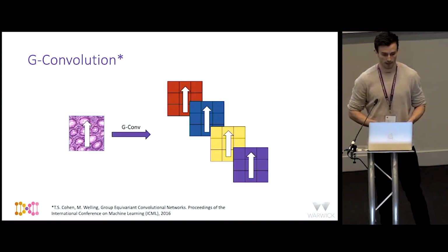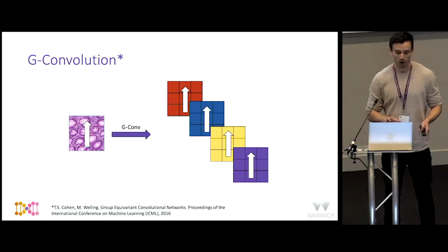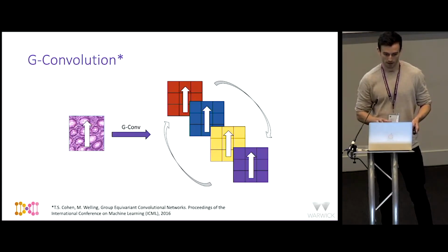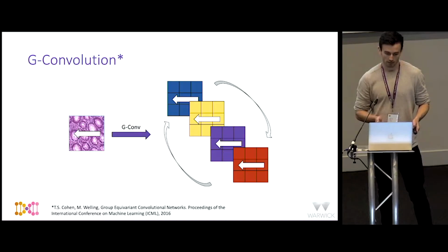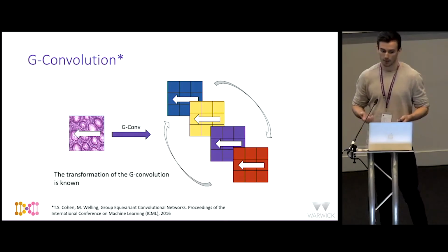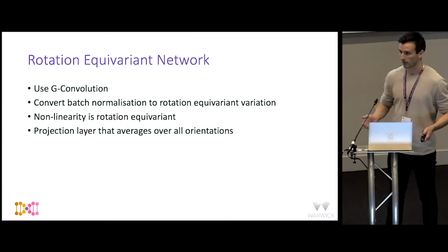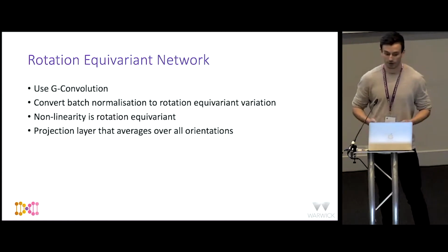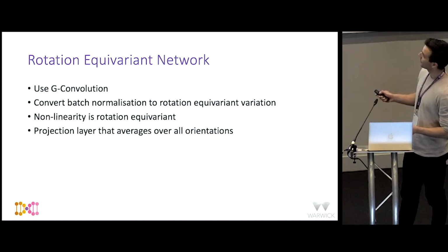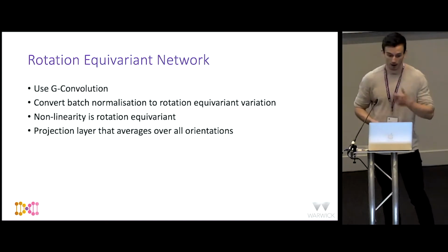So here we have not just one feature map for a given kernel, but we have 4 feature maps, one for every orientation. And the interesting thing about the G-convolution is that we can see that the feature maps don't only just rotate with the input image, but they also cycle. And the important thing to see here is that we effectively know the transformation of the G-convolution. And so therefore, we have learned an equivariant representation. So now these G-convolutions can be stacked to make the network equivariant to rotation, as long as we do some other tricks, such as convert batch normalization to a rotation equivariant equivalent, where we aggregate the moments per group.